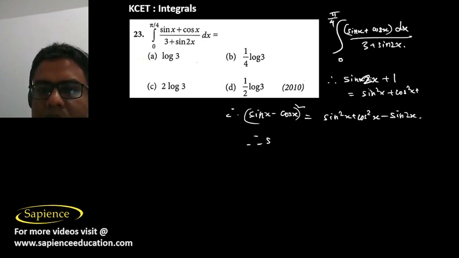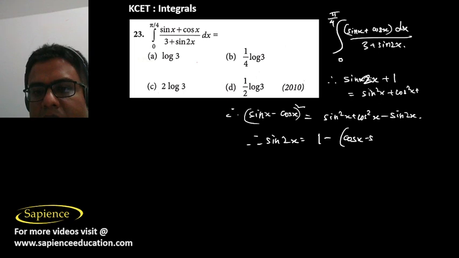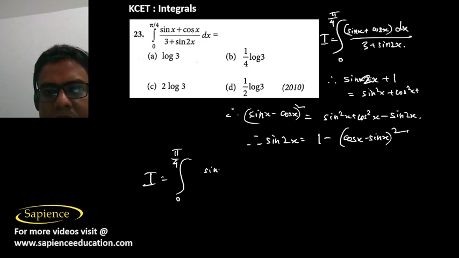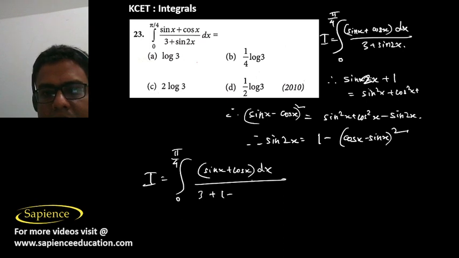So therefore sin 2x can be written as 1 minus (cos x minus sin x) whole square. Now therefore this integral I can write as integral 0 to pi by 4 of (sin x plus cos x) dx divided by 3 plus 1 minus (cos x minus sin x) whole square.